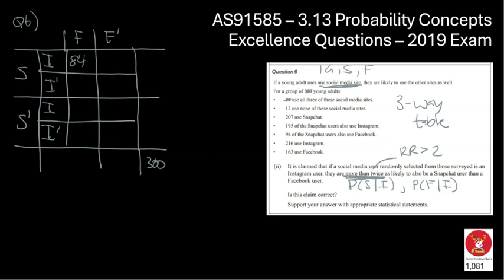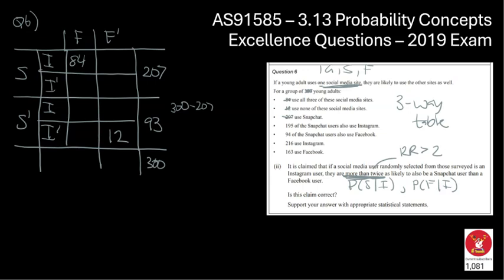I've now used the 84 number. 12 of them use neither, so that's going to be not, and not, down here. So we've got 12 people who use none of them. We've got 207 use Snapchat, so the Snapchat group is up the top here, 207. And I can find out the not Snapchat group by doing 300 minus the 207, and that's going to be 93. So I've used that number there.